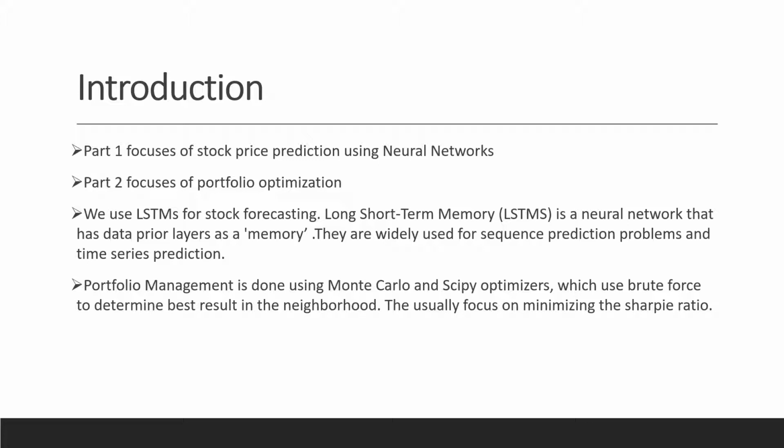Furthermore, portfolio management in part 2 is done using Monte Carlo and SciPy optimizers, which use brute force to determine the best result in the neighborhood. This actually focuses on minimizing the Sharpe ratio, which we will be discussing in the coming slides.